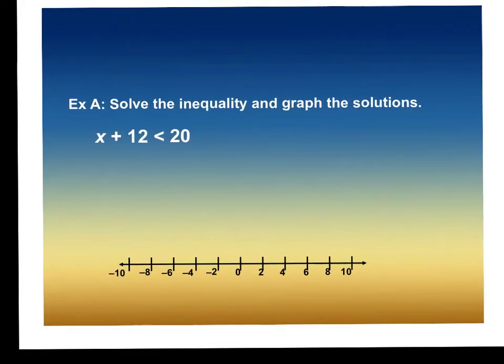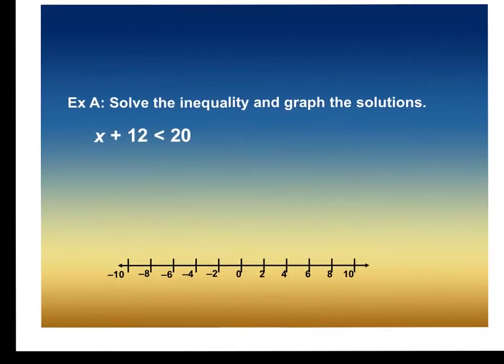Here are some examples for us, and our first example is going to be example A. We're going to solve the inequality and graph the solutions on the number line below. So in order to solve this inequality, we need to use inverse operations. Remember, we're trying to isolate the variable x, so I'll put a box around that. So add minus 12 to both sides.